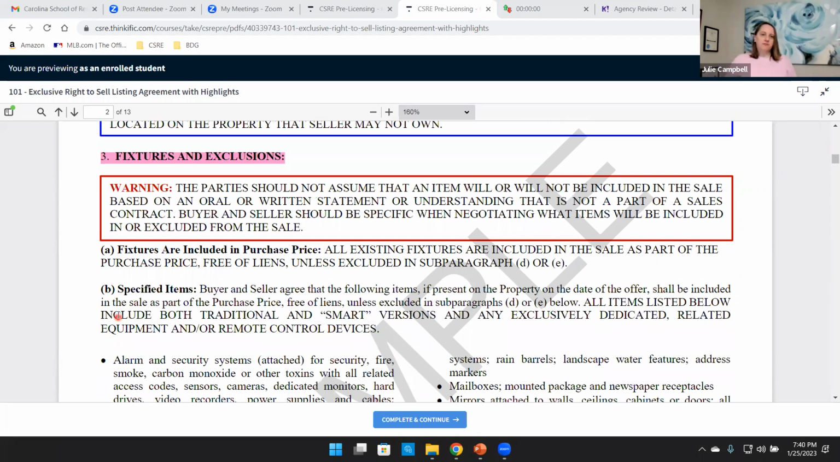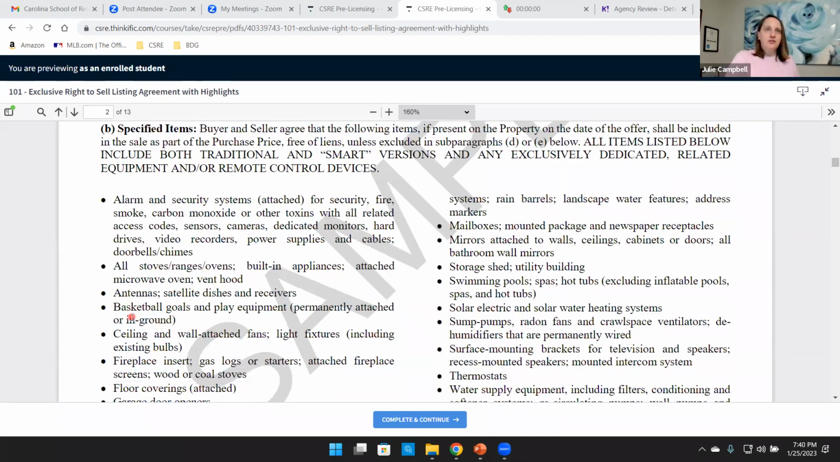Fixtures and exclusions. Does it seem like so long ago we talked about fixtures? Remember fixtures? We need to have a conversation with the seller. This list of fixtures is the exact same list that also shows up in our offer to purchase and contract. If the seller's planning on taking any of these fixtures, we need to have a conversation about it now. Let's say you're going to take the ceiling fan. All right, great, the seller can take it. I need to know, when are you going to take it down?